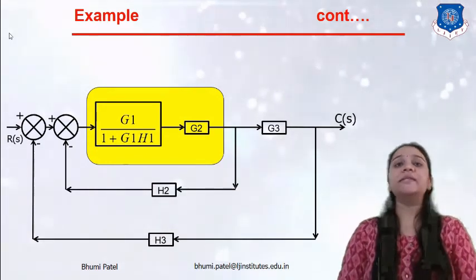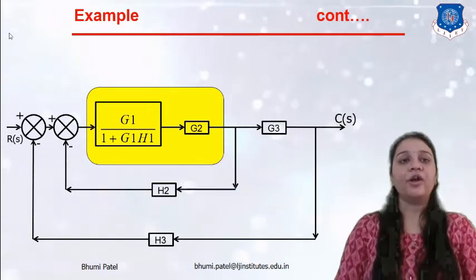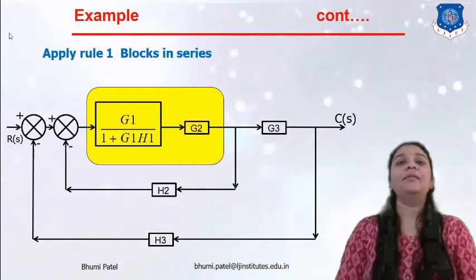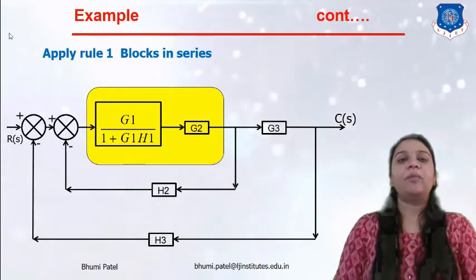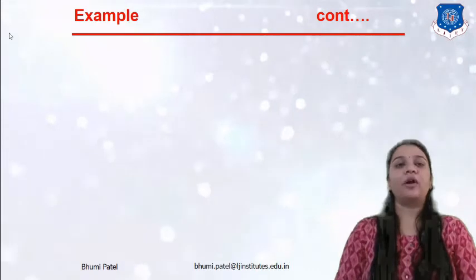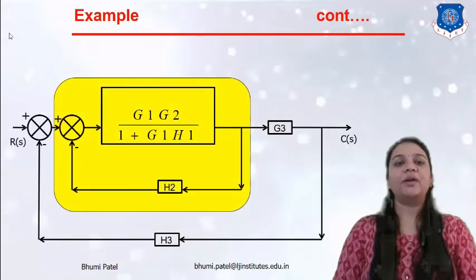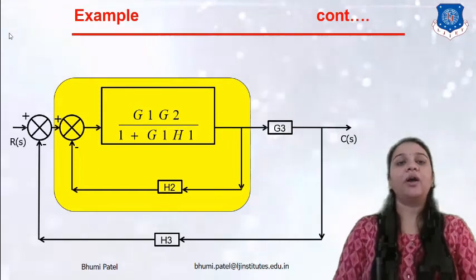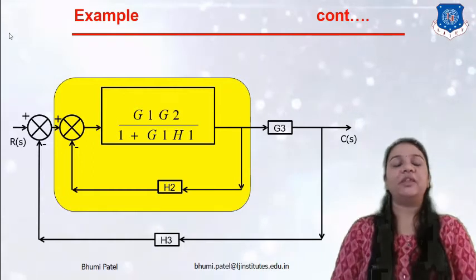Now you can see that the G2 block is directly connected with this block. So we can simply apply rule number 1, blocks in series connection. We multiply G2 with this block and the answer is G1 G2 upon 1 plus G1 H1. Now again you can see that H2 is connected in a feedback loop with this block.